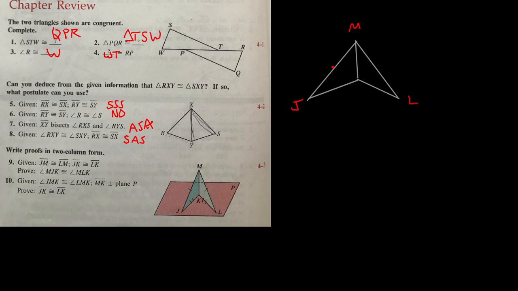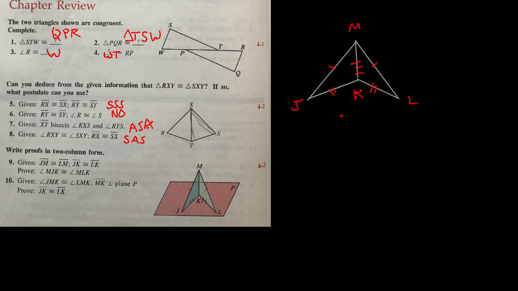Given JM is congruent to LM, and JK is congruent to LK. Forgot the K. Wait, where is the K? Oh, there it is. Okay, JK and LK. So we would put those as our given, and then we would say MK is congruent to MK by reflexive, and then we would say that the triangles are congruent by side, side, side, and then we would say angle MJK is congruent to MLK by CPCTC. And that's how we would do that one.